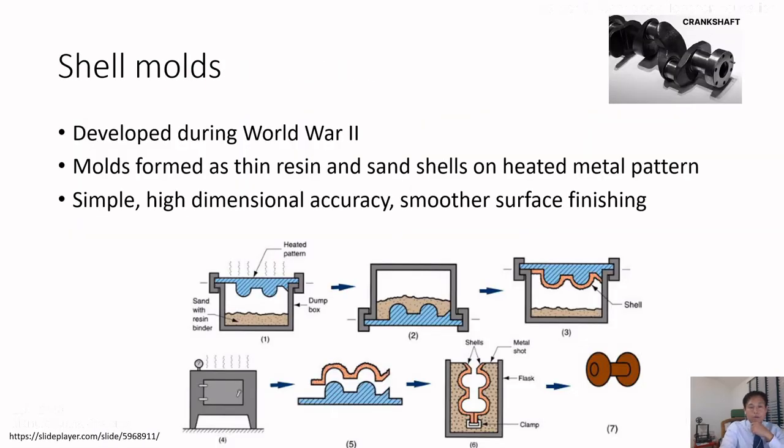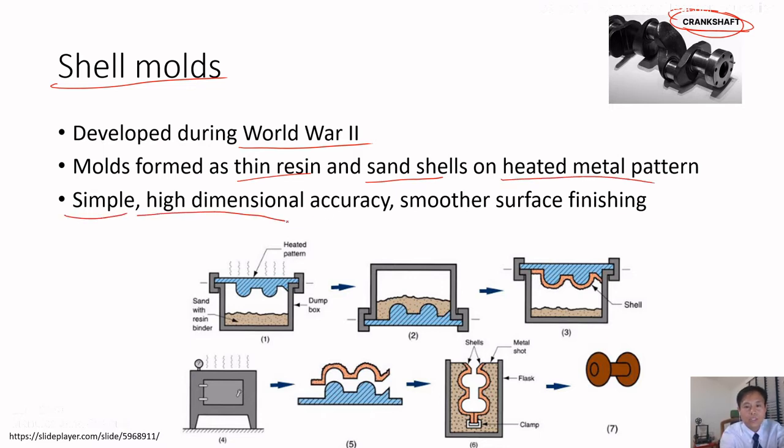The second type of mold is a shell mold. One example of a shell mold product is this crankshaft. In the car, the crankshaft delivers power from the engine to other parts, such as the wheels. So this is the crankshaft. This shell mold method was developed during World War II. The mold is formed as a thin resin and sand shell on a heated metal pattern. It is simple, with high dimensional accuracy and smoother surface finishing than other methods.